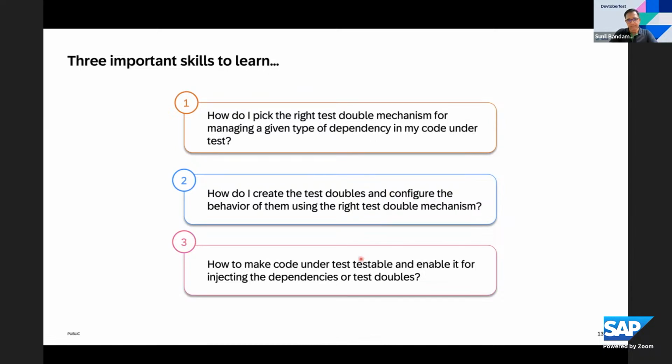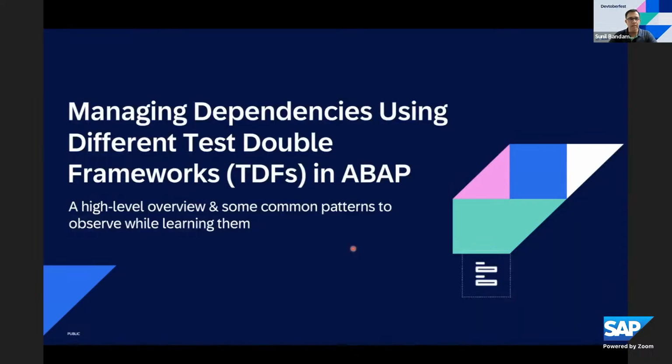And finally, we also need to remember that we need to make our code under test testable, so that it is enabled for dependency injection, so that from the test we can inject, instead of the real dependencies, the test doubles that we create. This is explicitly needed in some of the test double frameworks, whereas some other test frameworks will take care of it. We will see it later.